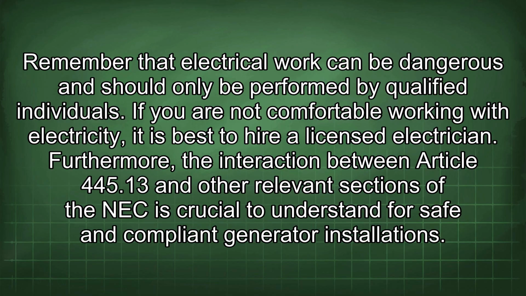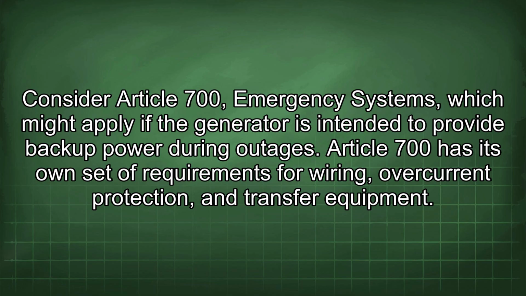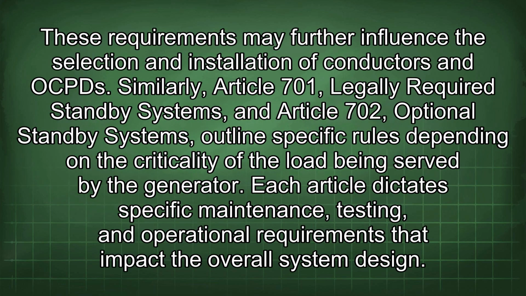Furthermore, the interaction between Article 445.13 and other relevant sections of the NEC is crucial to understand for safe and compliant generator installations. Consider Article 700, Emergency Systems, which might apply if the generator is intended to provide backup power during outages. Article 700 has its own set of requirements for wiring, overcurrent protection, and transfer equipment. These requirements may further influence the selection and installation of conductors and OCPDs.